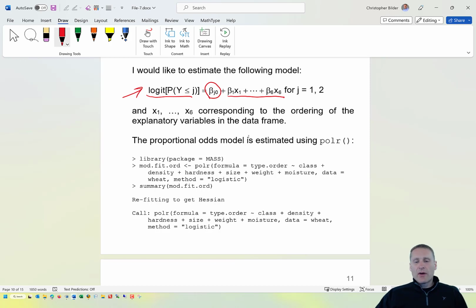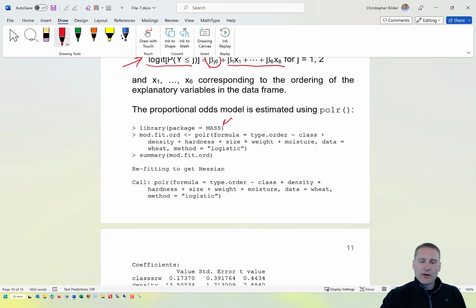To actually estimate the model in R, I say, first of all, I want to use the MASS package, and then I'm going to estimate my model, put the results into mod.fit.ord for lack of a better name, estimate the model using the polr function, and then I write out formula equal, here's my new response variable, tilde. I put in my explanatory variables. I put in my data, and then while this is the default, I just put it here for emphasis, method equal logistic, because we are doing a logistic regression kind of model since we're modeling the log odds. Again, this is the default. You don't actually need to do that.